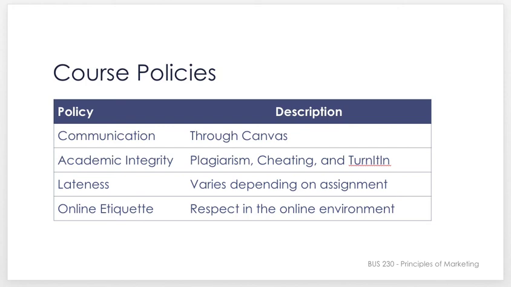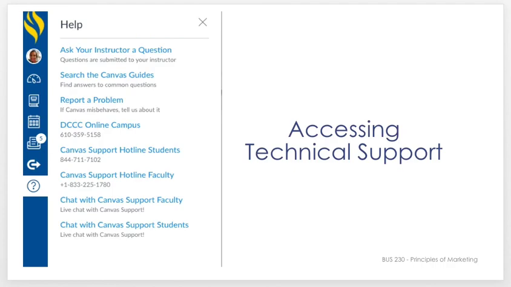Okay. So in terms of accessing technical support, if you log into Canvas, you notice that on the left-hand side of your dashboard, there's a whole series of icons for you to choose. I really, really recommend using the question mark that has a circle around it to get support. And particularly clicking on this one right here, the chat with Canvas support for students down here. It's live chat and it's awesome.